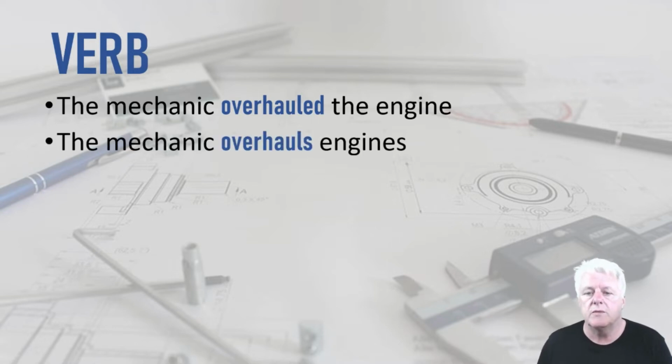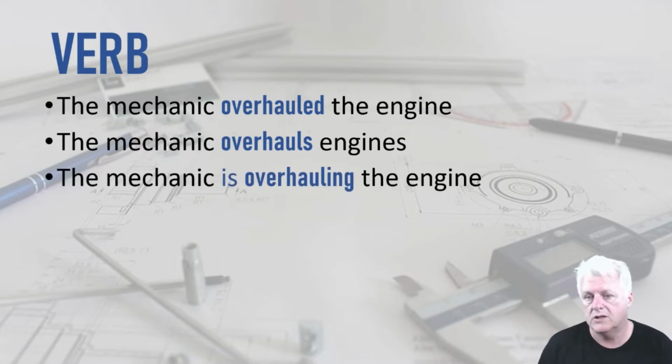If it's something the mechanic always does, because it's his job, for example, then we put an S on the end. Remember, with he or she or it, we put an S on the end of the verb, so the mechanic overhauls engines. If the mechanic is doing it now, as we speak, we can use the mechanic is overhauling the engine. And this structure we can also use for a future tense.